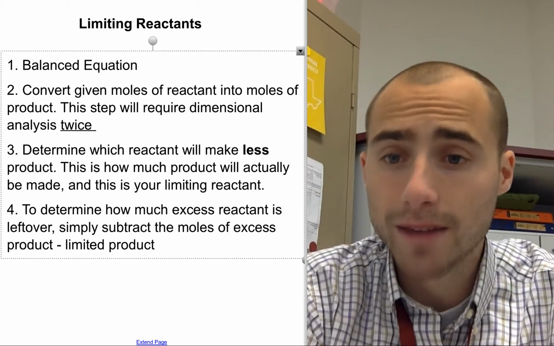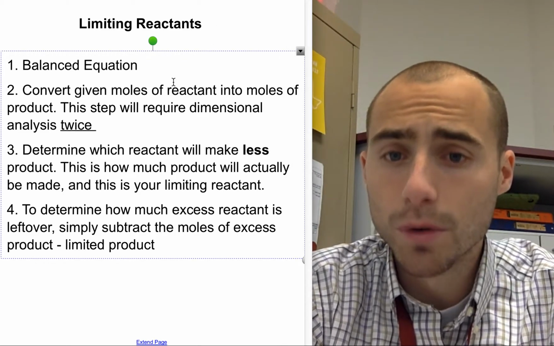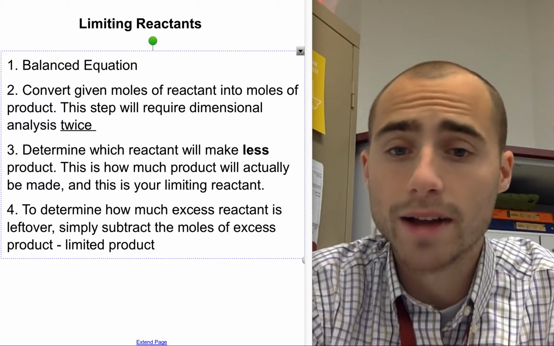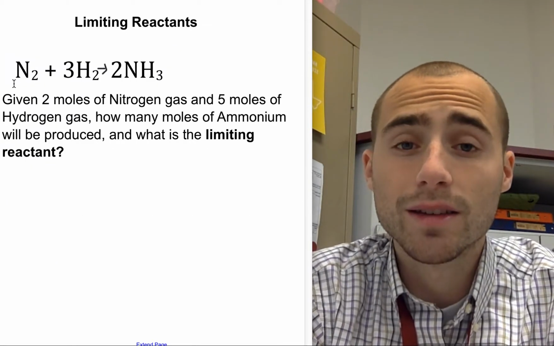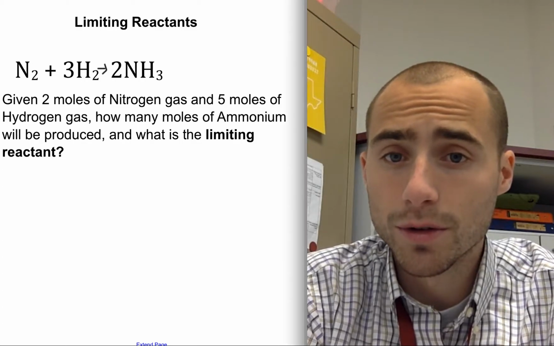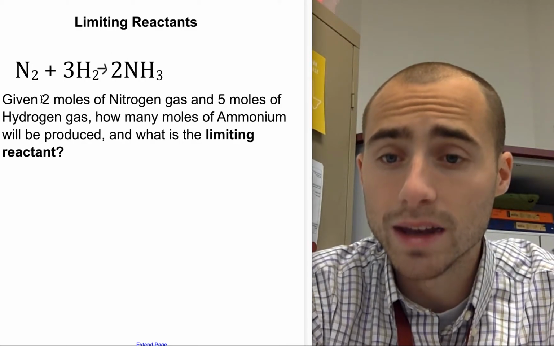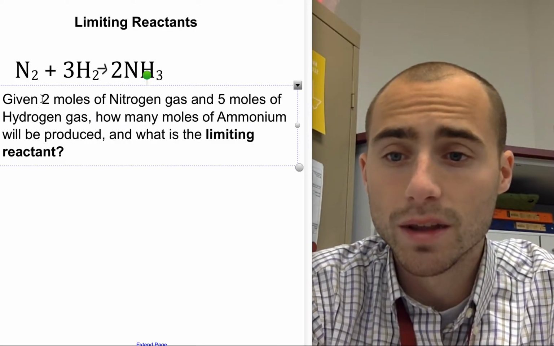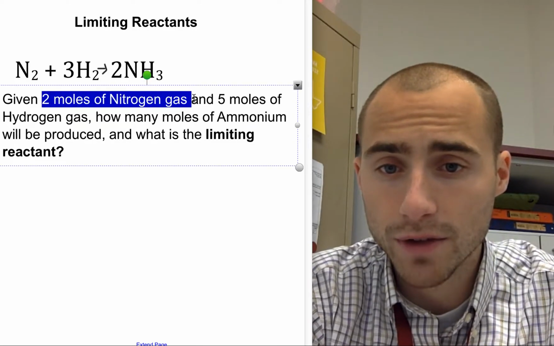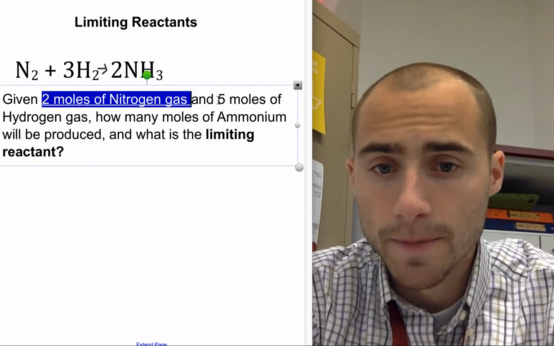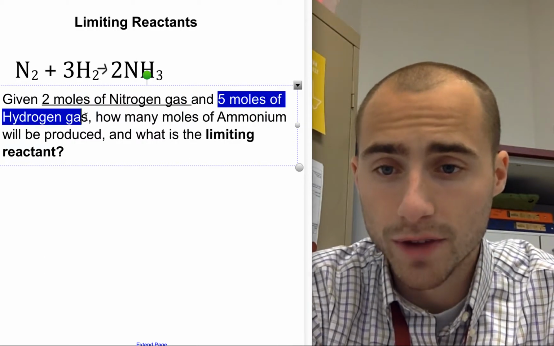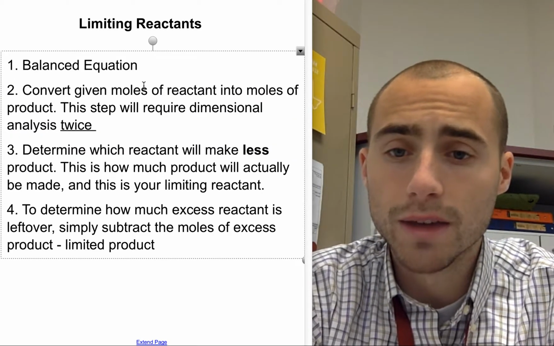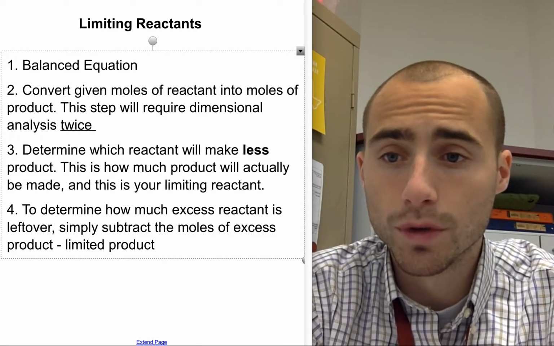Our second step, we have to convert the given moles of reactant into moles of product. This step will require dimensional analysis twice. When it says given, it is referring to the number of moles given to you in the problem, not the number of moles up here. So we have 2 moles of nitrogen gas, and we have 5 moles of hydrogen gas. So we have to convert the given moles of reactant into moles of product.